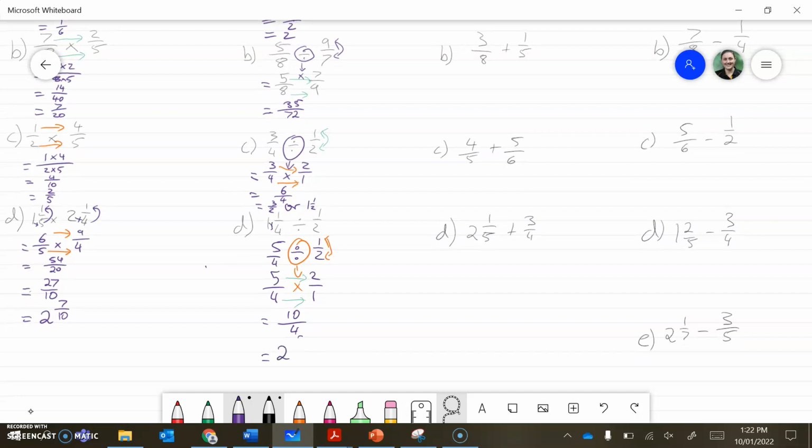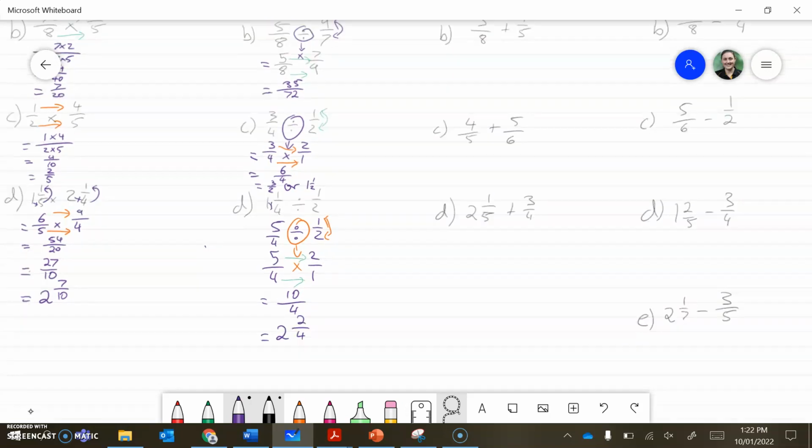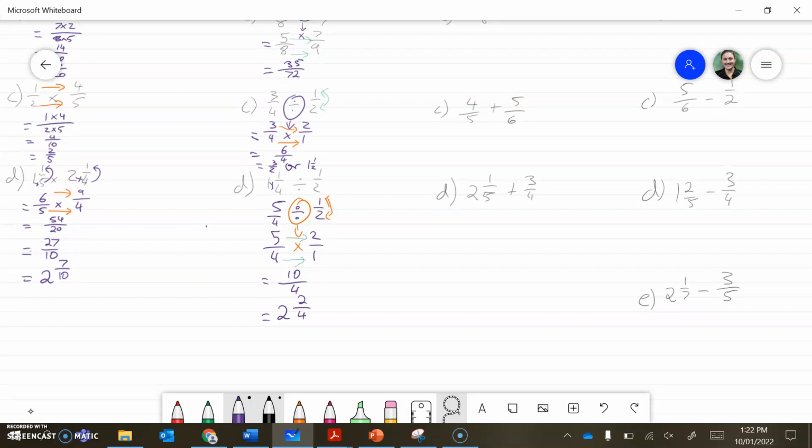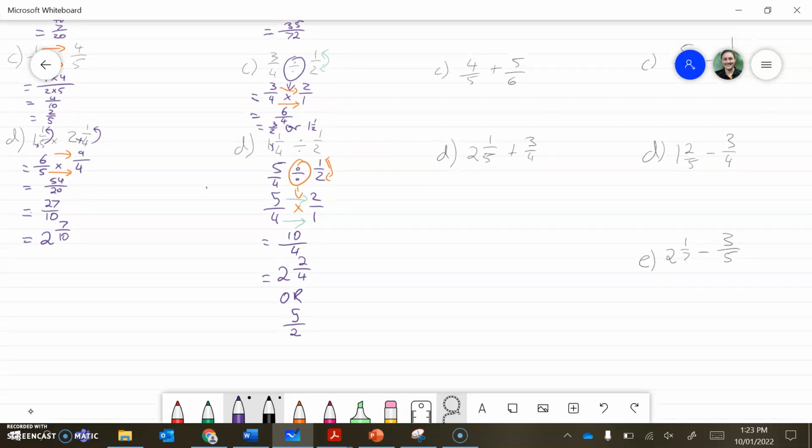So that is 2 and 2/4. Or you could simplify it by dividing by 2 first, which would be 5 over 2, which would be 2.5.